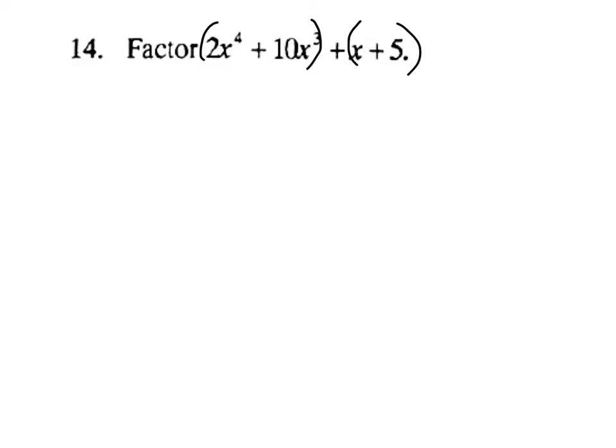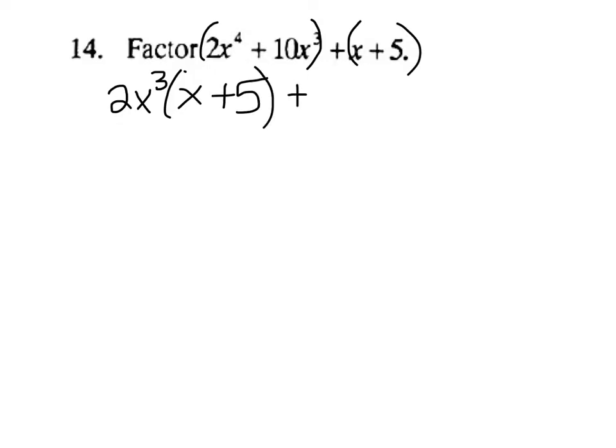The first expression, 2 and 10, can be divided by 2. We have x to the 4th and x cubed, so that's going to have 3 x's in common. And now we write what's left. 2 divided by 2 is 1. X to the 4th, take away 3 x's, you have 1 left. So 1x, which is just x. 10 divided by 2 is 5. We took away 3 x's, so there's none left.